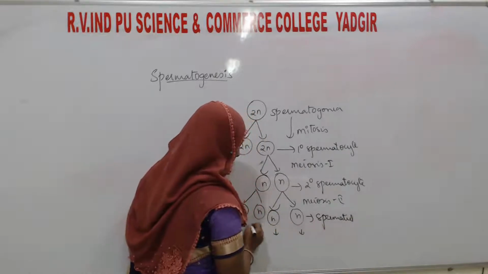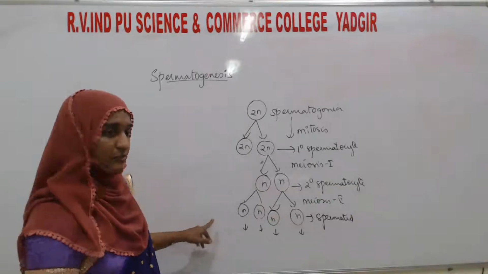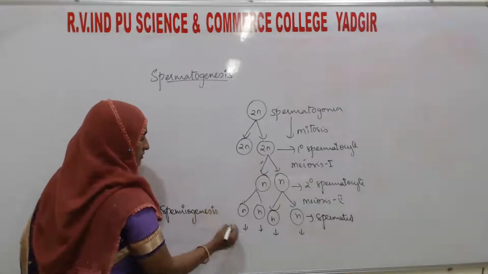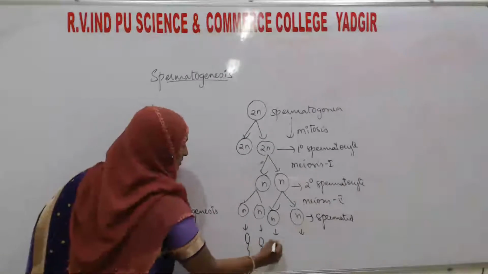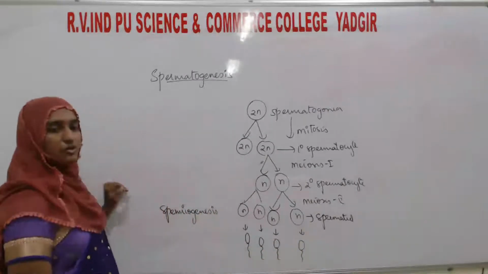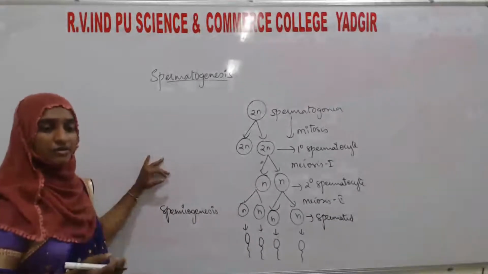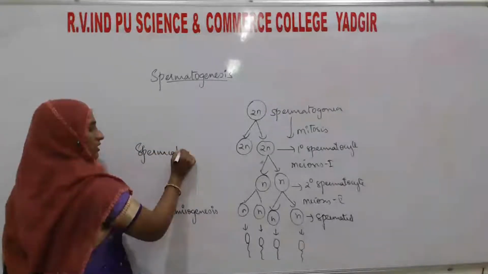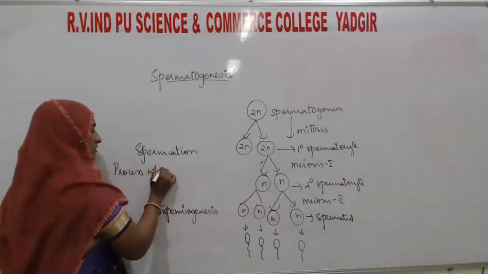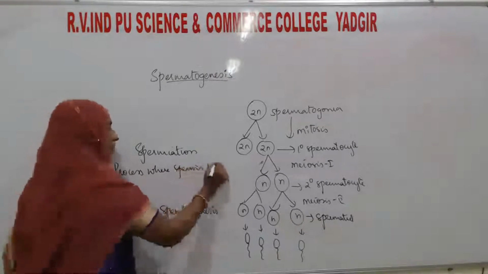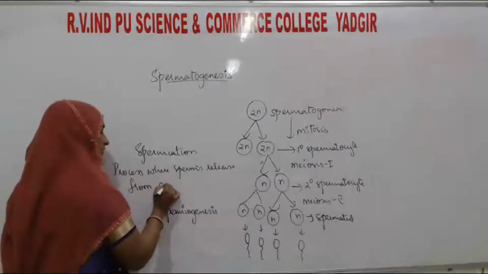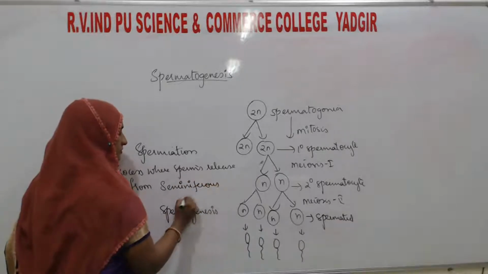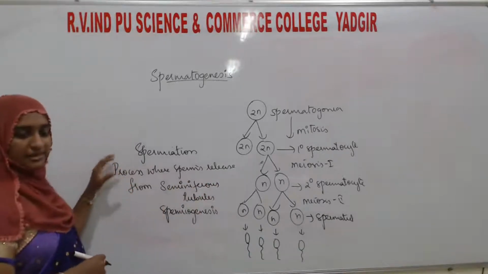This will undergo a process where physiological changes take place, and that process we call spermiogenesis. What is it? Spermiogenesis. These cells become tadpole-like in structure, and they are released from the seminiferous tubule. The release of sperms from the seminiferous tubule we call spermiation. What do you mean by spermiation? It is a process where sperms are released from the Sertoli cells, from the seminiferous tubule. That we call spermiation.